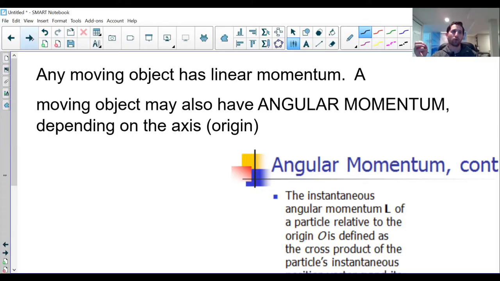All right, so when we look at angular momentum as a quantity, it's related to linear momentum, but it's going to depend on where you calculate it relative to.